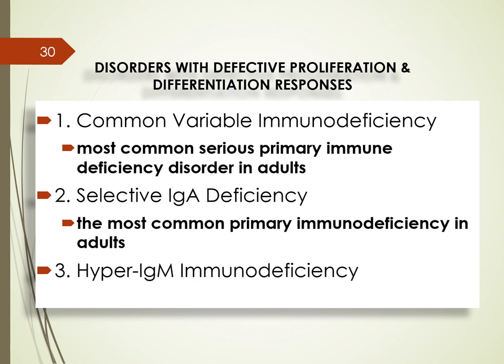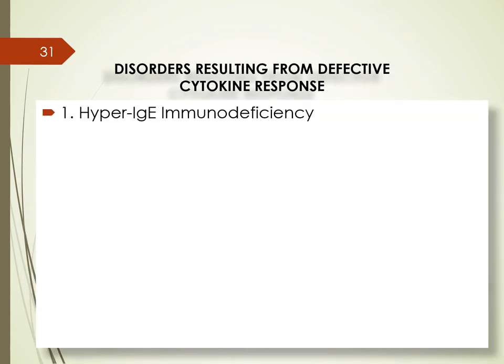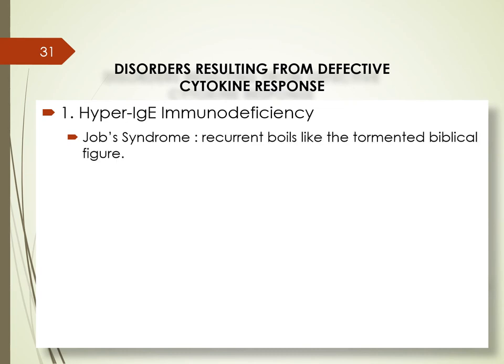The third one, which is not that common, is your hyper-IgM syndrome. The hyper-IgM deficiency, the classic example would be the Job syndrome. Job is a biblical character in the Old Testament. And Job was tested by Satan if he would be faithful to God. And God allowed the test until he was proven to be faithful. So he lost everything. One of Satan's challenges was to give Job boils. Okay? Now there will be recurrent boils.